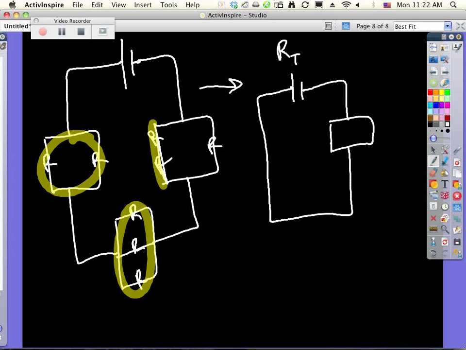And this becomes r over 2. This becomes r over 3. This becomes 2r, and that's r. Take a look at what I've written. Make sure that you can answer the why question.